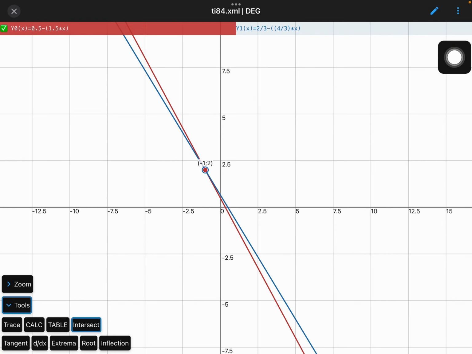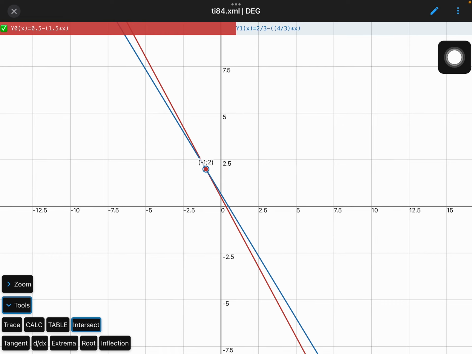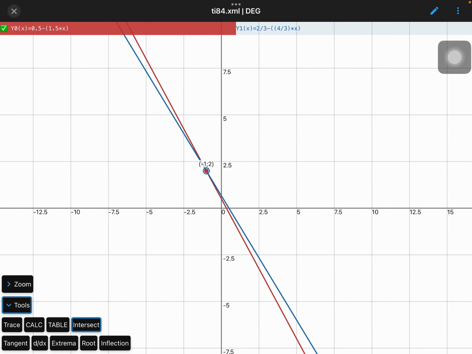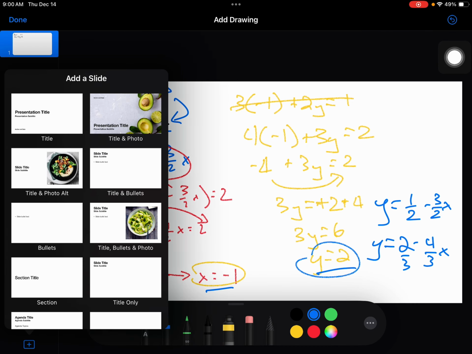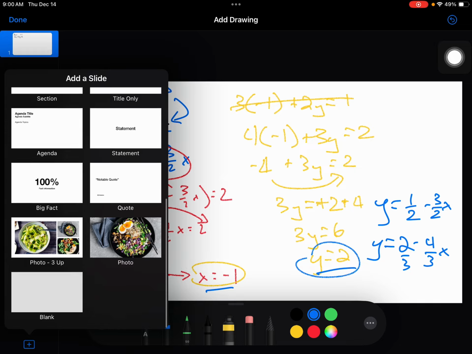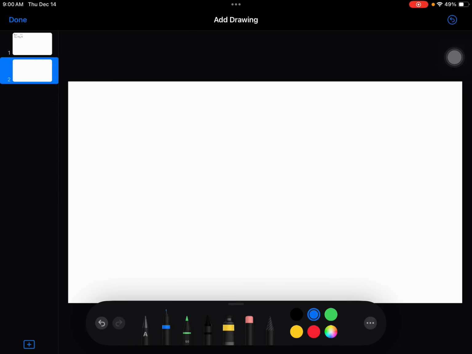Graphing is certainly faster, right? And it's more precise. If you're dealing with non-whole number intersection points, it's way more precise and faster. There's a lot less potential for error. But let's look at another way to solve these.